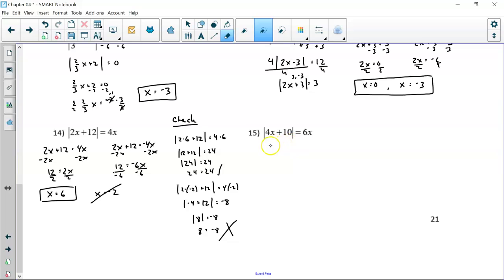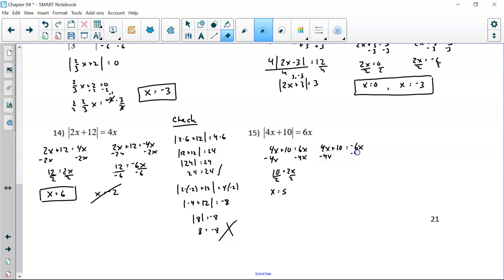Very similar problem for number 15. 4x plus 10 equals 6x. 4x plus 10 equals -6x. We do the same thing. Subtract 4x from both sides. 10 equals 2x. Divide both sides by 2. X equals 5.